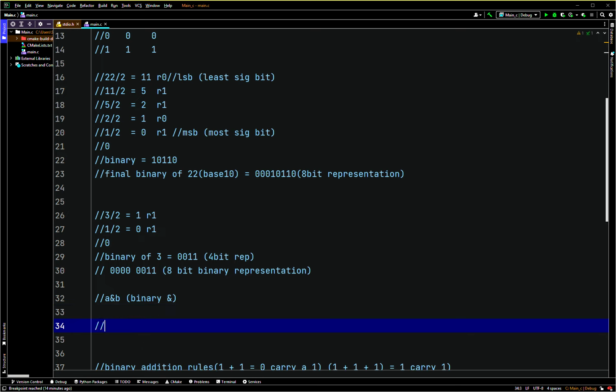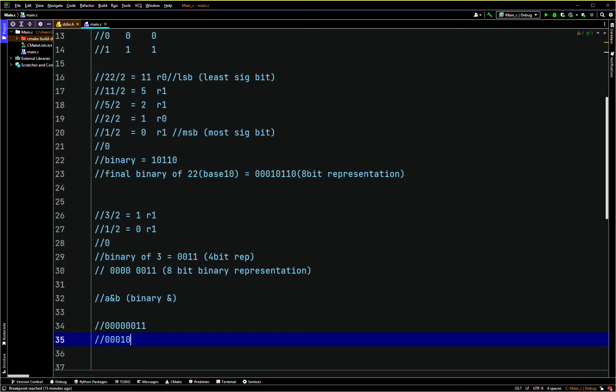So here we'll take the smallest one first, so we'll take the binary 3, 0, 0, 0, 0, 0, 0, 1, 1 like that. Then we'll take the second one: 0, 0, 0, 0, 1, 0, 1, 1, 0.